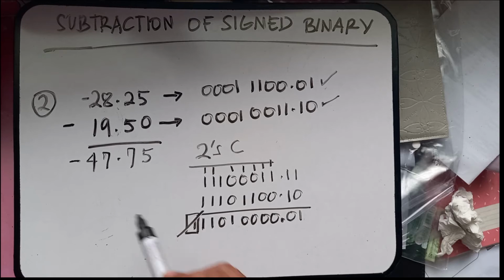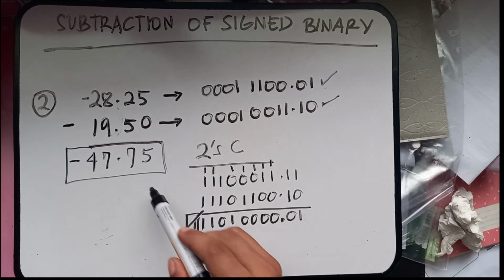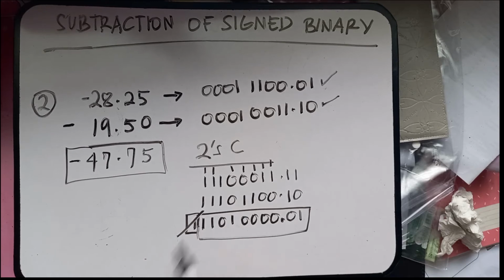47.75. So let's check if this answer here in decimal is the same as our answer here in binary. Okay, so let's try getting the 2's complement of this. So we have to invert this so that we will know the positive form of this binary in decimal. So the 2's complement is, so we have to copy this 1 and then flip the bits, 0, 1, 0, 0. All right, so there you go.